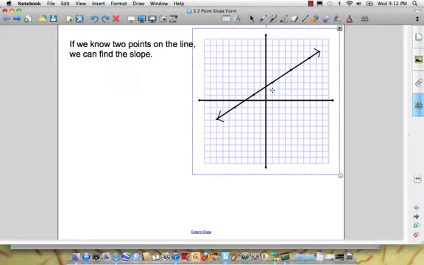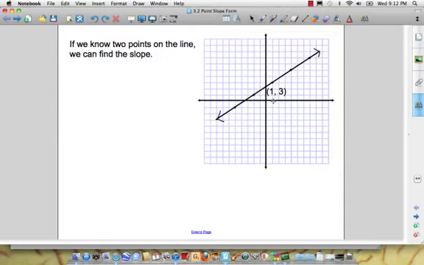Okay? Hope that you decided its coordinates are (1, 3). It's over 1 and up 3. Going to do the same for this point right here. What are its coordinates? Okay, well, it's over 1, 2, 3, 4 and up 1, 2, 3, 4, 5. So there are its coordinates.